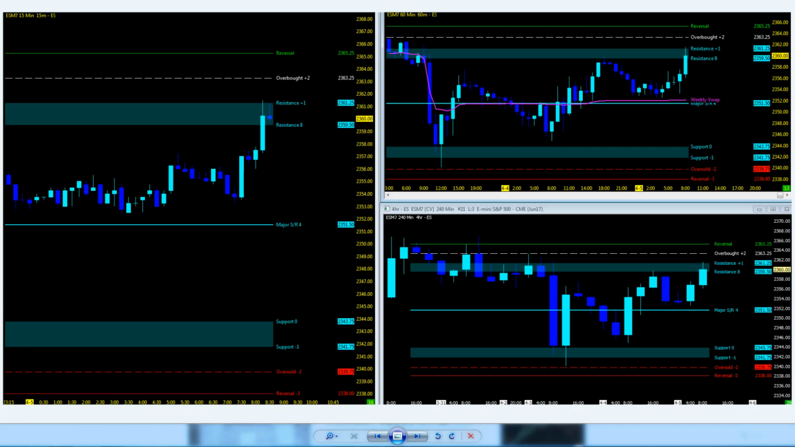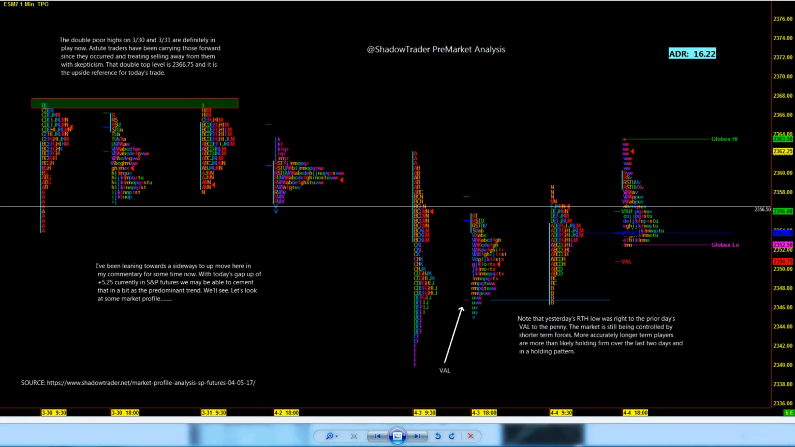All right, so ES Globex, TPO, there it is, Shadow Trader pre-market analysis. Again, check it out in the morning. I like taking his analysis and drawing on my own chart. It's okay to do that as long as you give your source to whoever put that out there. But the idea here is that it makes a little bit more sense to me when I can draw it out and see it in my own colors.